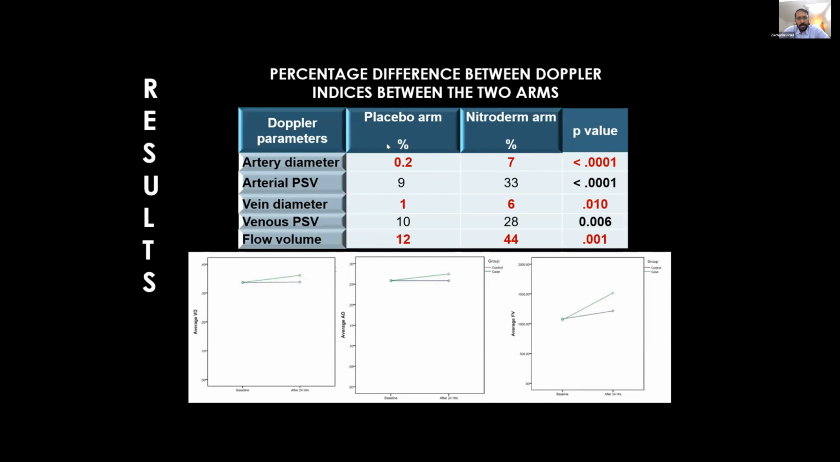Compared to the placebo arm, you can see in the nitroderm arm, the arterial dilatation percentage increase was significantly higher, 7%. In the venous dilatation group, it was 6%. And you can see the flow volume in the placebo arm, there was a 12% functional increase. But in the nitroderm arm, there was a 44% functional increase. And this is the graph showing the differences in the increase across both groups.